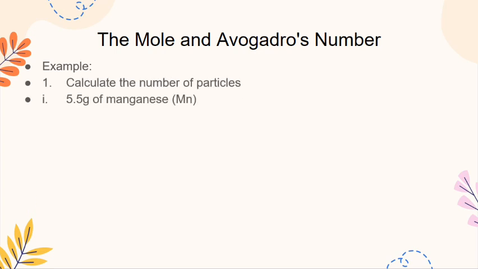Calculate the number of particles, Roman figure 1, present in 5.5 gram of manganese. The symbol for manganese is Mn. Then Roman figure 2, calculate the number of particles present in 44 gram of iron(II) sulfide. The chemical formula is FeS.